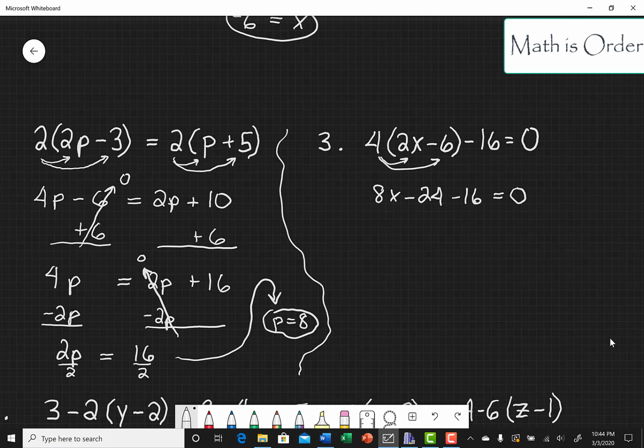All right, and now we see that we do have like terms, right? The like terms here are negative 24 and negative 16. They need to be combined. So when you combine negative 24 and negative 16, you get negative 40.